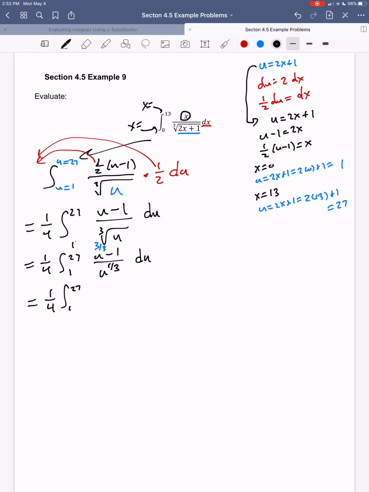U to the 3/3 over u to the 1/3 is u to the 2/3. 1 over u to the 1/3 is just u to the negative 1/3. Right? 1 over u to the 1/3. The 1/3 is in the bottom, so it would be a negative exponent. So I'm going to have to take 2/3 plus 1, so that would be 2/3 plus 3/3. And I'm going to have to take negative 1/3 plus 1, so that would be negative 1/3 plus 3/3.